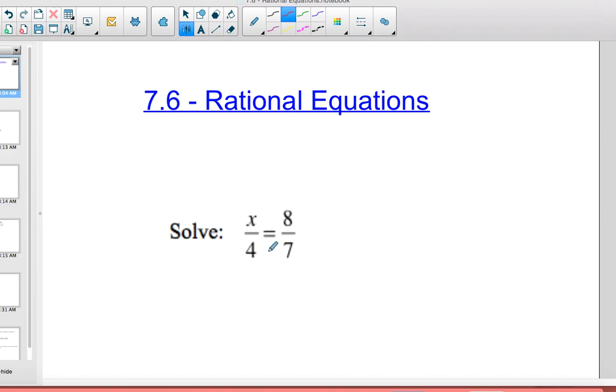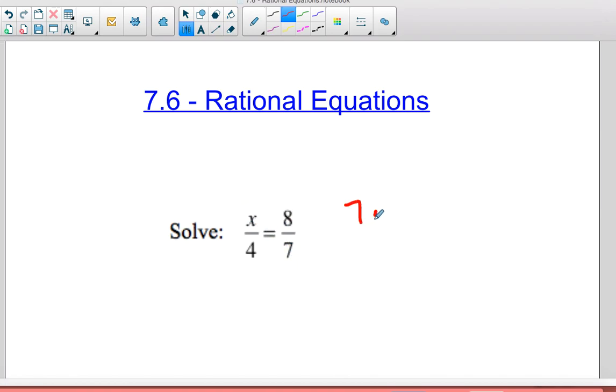You have two fractions equal to each other. You can just cross multiply here. You'd get 7x equals 32, and then you divide by 7. You get 32 sevenths, done.